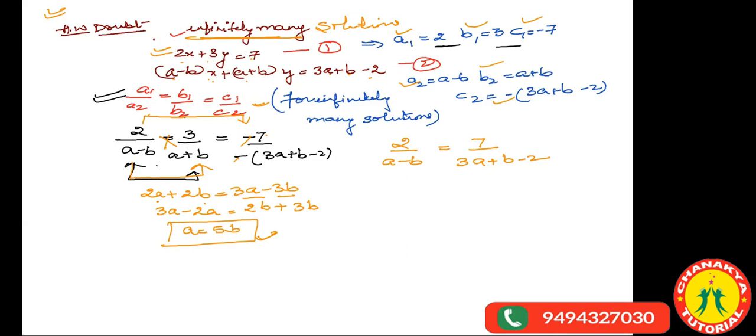Okay. Now, after this, we will take the first and last ratio. So this is 2A upon 2 upon A minus B is equal to 7 upon 3A plus B minus 2. Now, we have to cross multiply it. Just cross multiply. So you will get 2 times 3 is 6A, 2 into B is 2B, 2 times 2 is 4. Now multiply this 7 by A minus B, then it will be 7A minus 7.